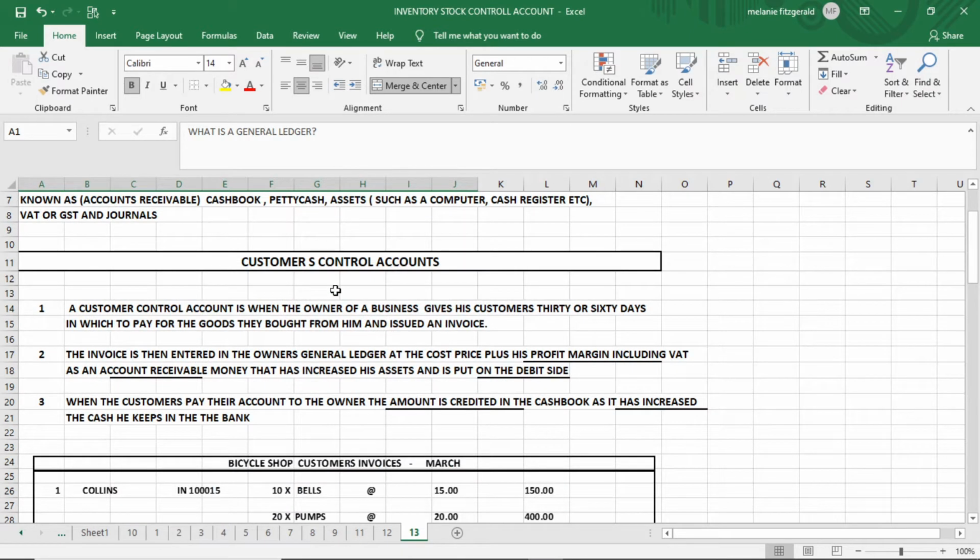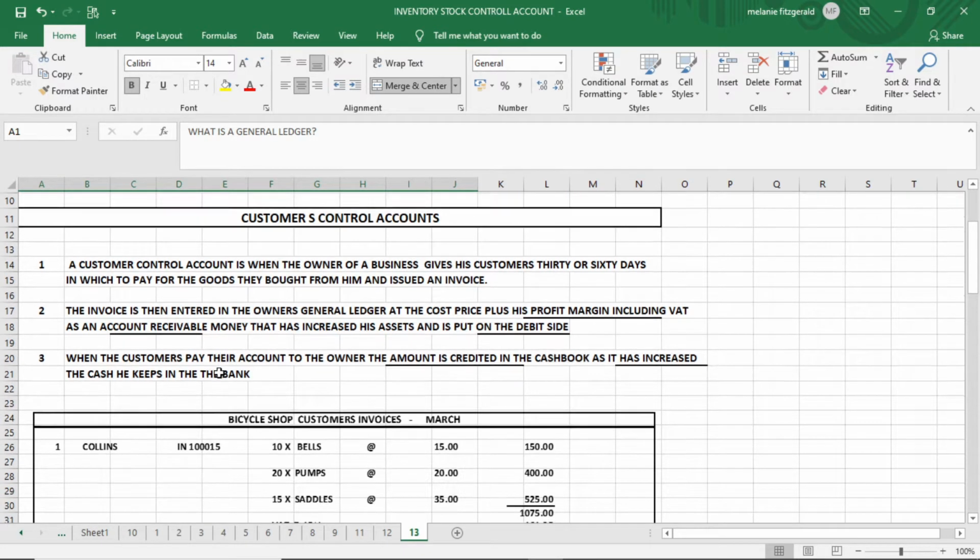Okay, so the customer's control accounts. A customer's control account is when the owner of a business gives his customers 30 or 60 days in which to pay for the goods they bought from him and issued out an invoice. So very simple. Customers come by on credit, you issue out an invoice, and they've got 30 or 60 days to pay for it.